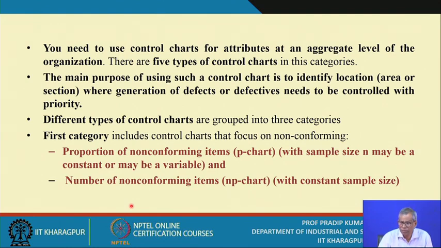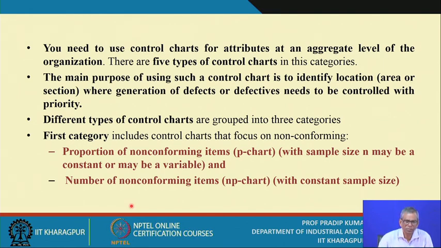So the main purpose is to identify the location, like an area, work area, or a section, where the generation of defects or defectives needs to be controlled with priority. There are 2 issues involved. One is the location of the cause.